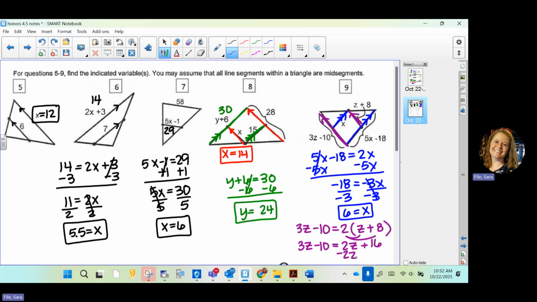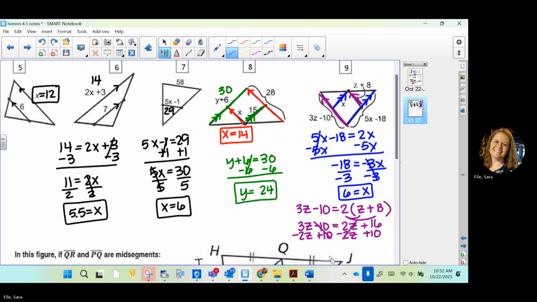I'm going to subtract the 2z to get z's on the left. I'm going to add the 10 to get constants on the right. That's going to give me z is 26. Now, all of these, when you solve for a variable, how could you check all of these? Plug them back in. You can always plug your values back in when you're finding variables. Okay, solving for a variable. Plug it back in and make sure the midsegment comes out half the side length. So far, so good?